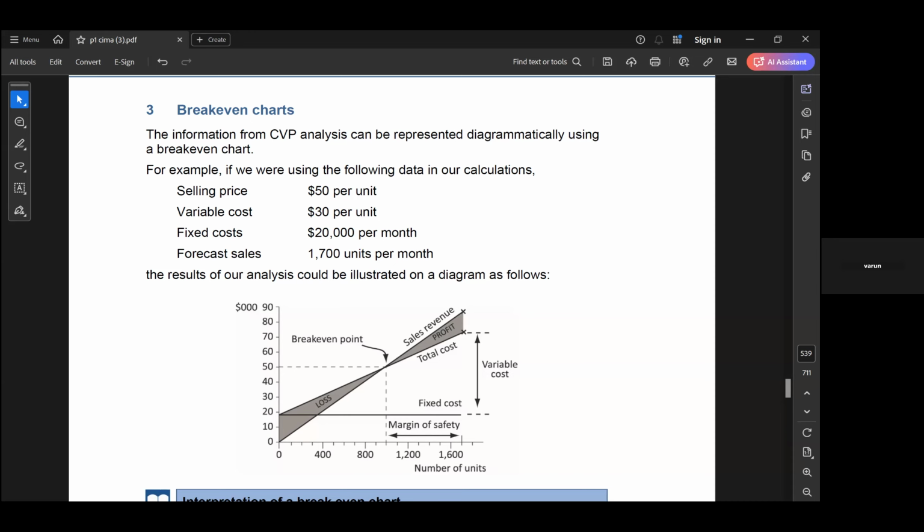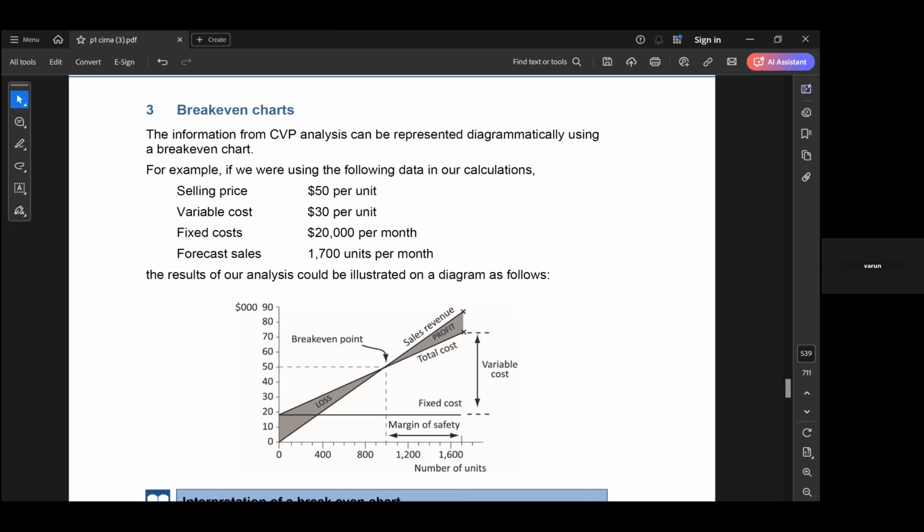The variable cost is forecasted to be 30. If you multiply this, 30 into 1,700, you'll get 51,000. Fixed cost is the same, so 51 plus 20 will be 71. Total cost, right? Now, here in the chart, you can take fixed cost as a flat line because it will be constant. And the total cost is 71,000 because 30 into 1,700 would be 51, and 51 plus 20 is 71.